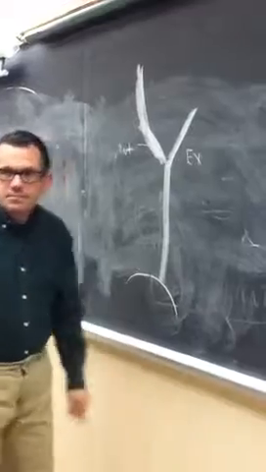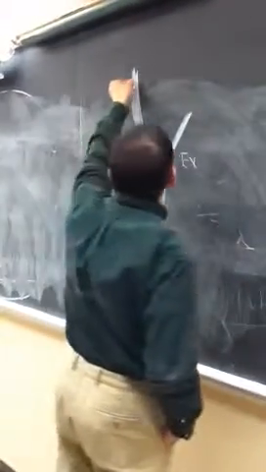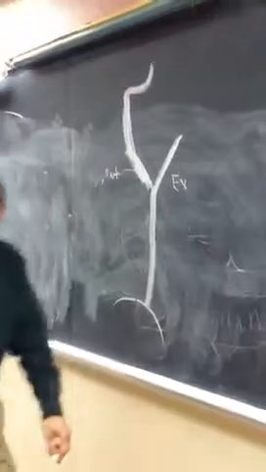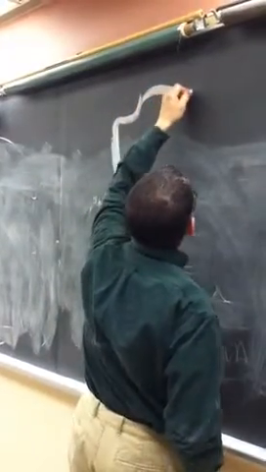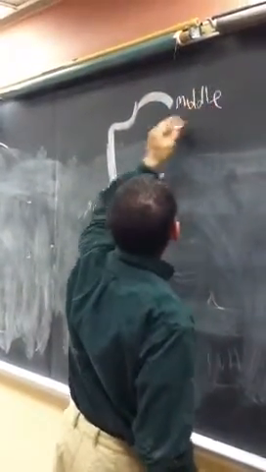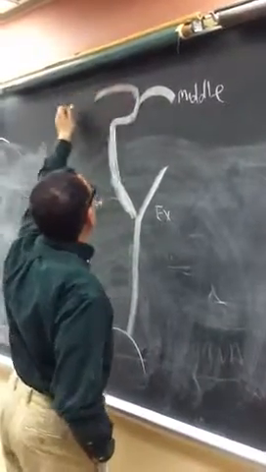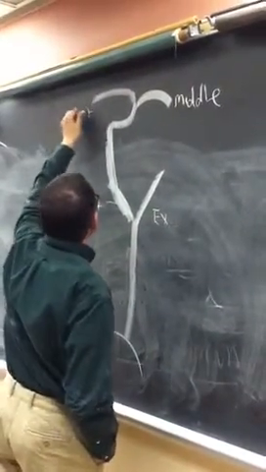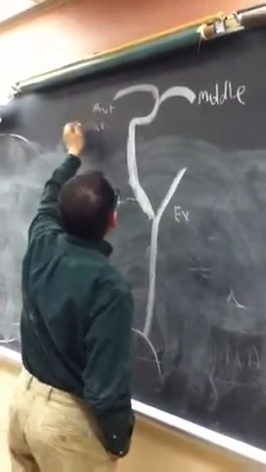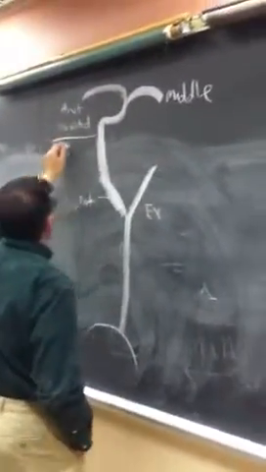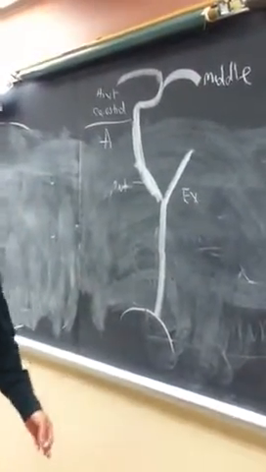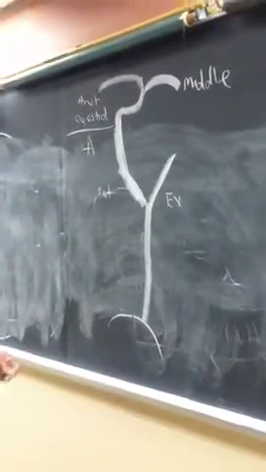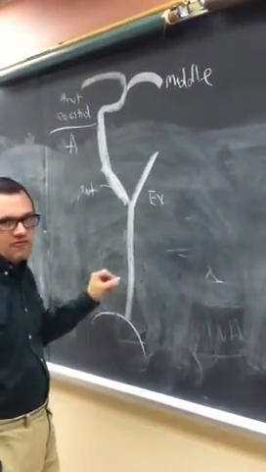It goes through the carotid canal. Now you're inside the skull. Two big branches: middle and anterior. That's about two thirds of the brain. Anterior and middle cerebral. This is anterior circulation, coming from the front.